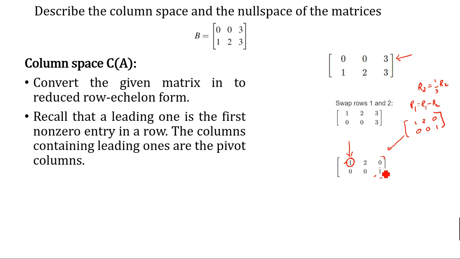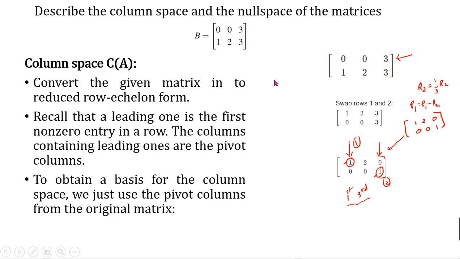Observe this. This is a leading element. Except this, all elements of the corresponding column are zero. Then this is pivot position number 1 and this is pivot position number 2. Where are they? They are in the first and third column. So the column space for the given matrix is only the first and third columns. That will be the answer.